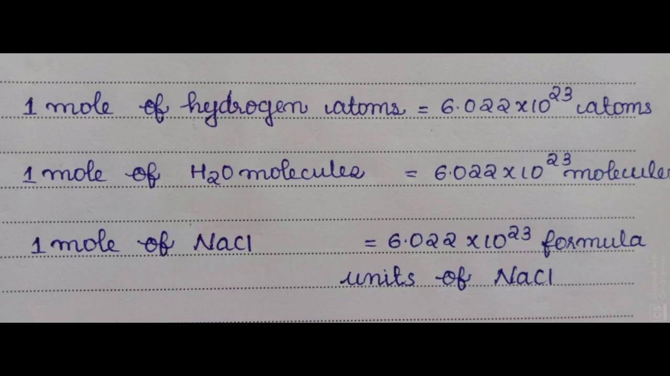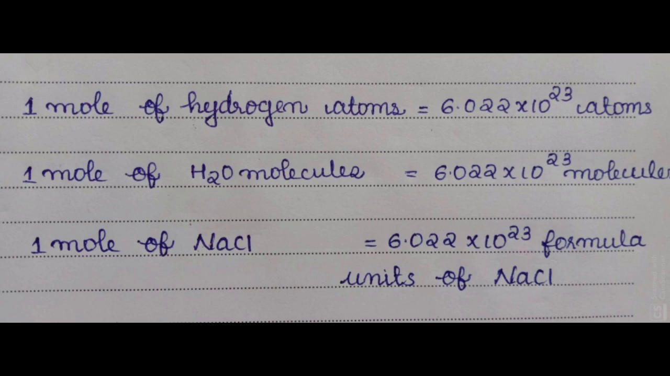So let's take a few examples. For example, 1 mole of hydrogen atoms will be containing how many atoms? 6.022 × 10^23 atoms, because it is 1 mole. 1 mole of water molecules, if you take, how many molecules will be present in it? 6.022 × 10^23 molecules. Whether it is atoms or molecules, regardless of what it is, since it is 1 mole, it will be containing 6.022 × 10^23 particles.